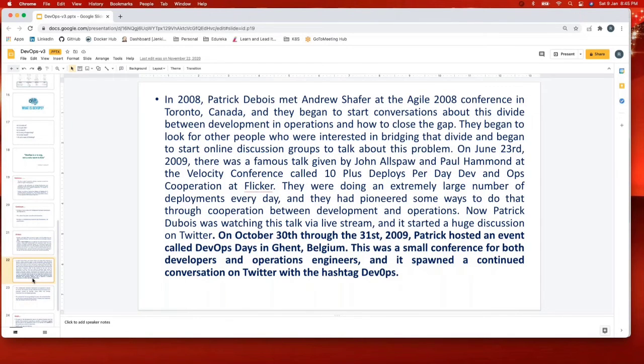So on October 30th to 31st of 2009, he hosted an event called DevOps Days. So there was a small conference for both developers and operation engineers.